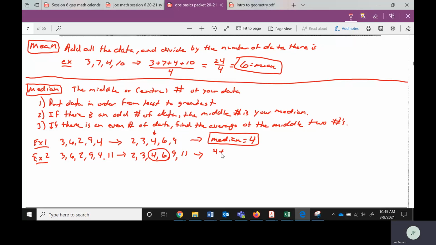Okay, so plus 6 and divide by 2 because there's 2 middle numbers. That would give you 10. 10 divided by 2, that is our median.